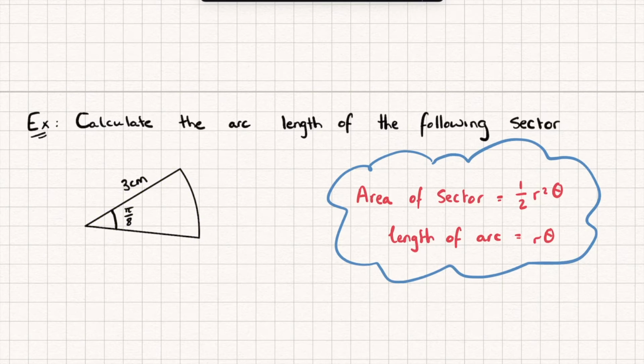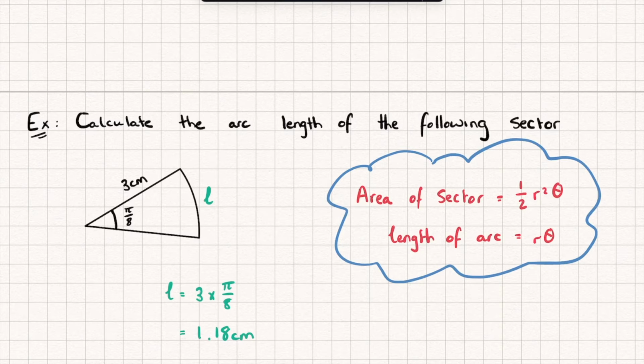That's usually the letter I like to use for it. So we need to find L. Well, the length of an arc, L, is equal to the radius of the sector multiplied by the angle in radians. So it's going to be 3 multiplied by pi over 8. And so I suppose if I wanted to leave the answer exact, I could leave it as 3 over 8 times pi centimeters. Or to 3 significant figures, the length of this arc is going to be 1.18 centimeters.